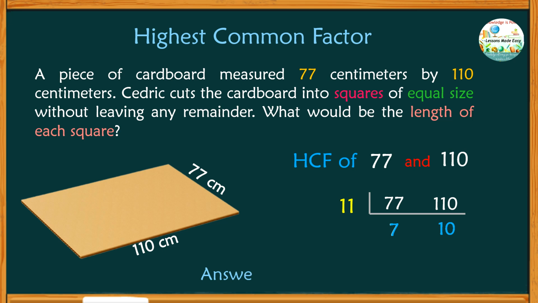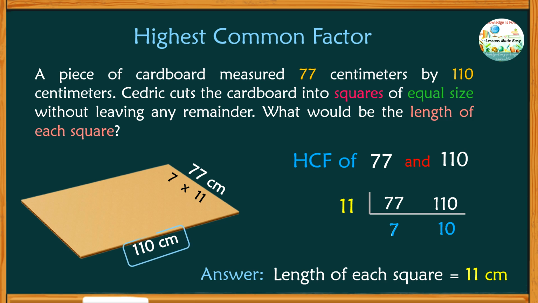Therefore, the answer to the question as to what would be the length of each square is 11 centimeters. It means that on the side where the length of the cardboard is 77 centimeters, you can have 7 squares that are 11 centimeters long. And on the side where the length of the cardboard is 110 centimeters, you can have 10 squares that are also 11 centimeters long. And there you have it, as easy as that.